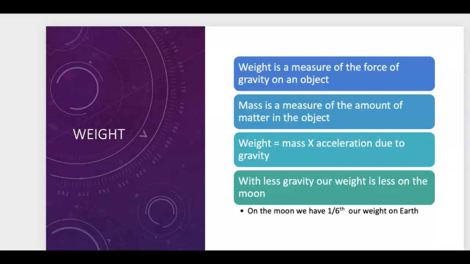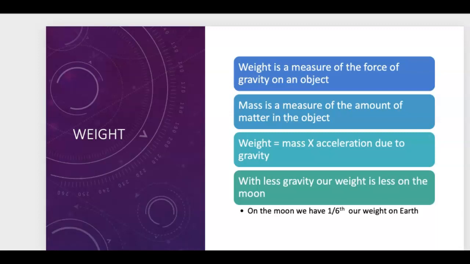Weight is a measure of the force of gravity on an object, and weight is in newtons. Mass is a measure of how much matter is in the object. So when you stand on your bathroom scale, you're technically measuring your body mass, because every object has the same amount of gravity pushing down on it, leaving you on Earth.